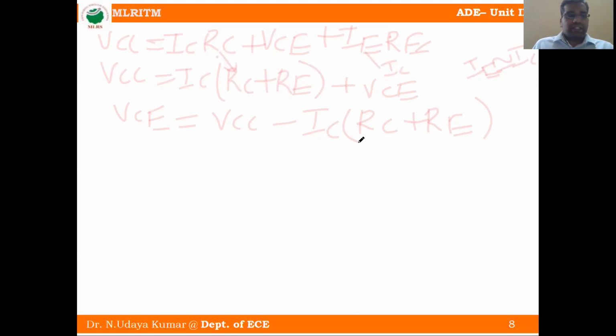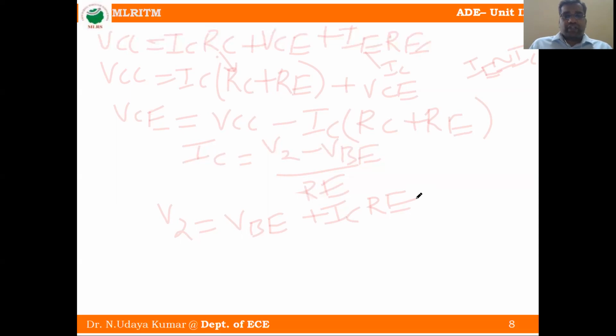So what is the stabilization here? From the previous equation, what is the previous equation? IC is equal to V2 minus VBE by RE. This is what we just saw. So collector current is independent of transistor parameters from the above equation. So V2 is equal to VBE plus IC RE. You cross multiply: IC RE is equal to V2 minus VBE. So V2 is equal to VBE plus IC RE. Okay.